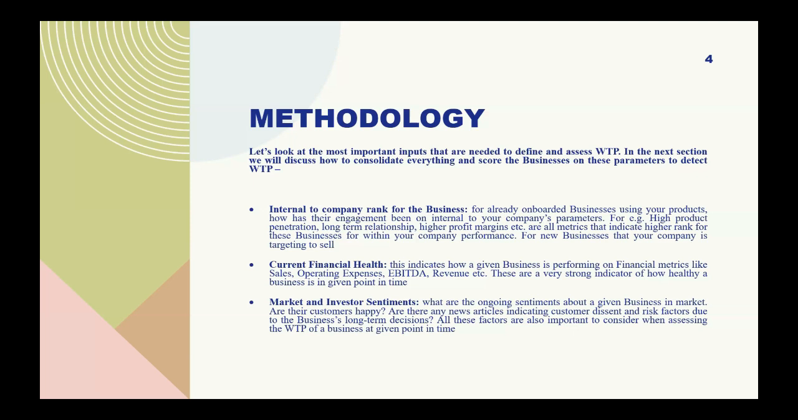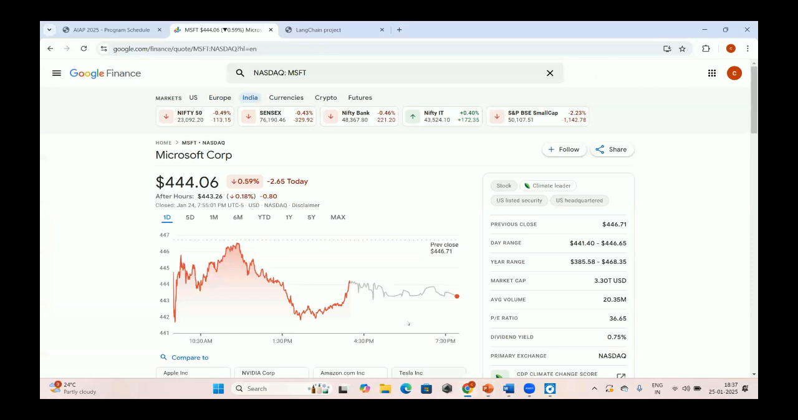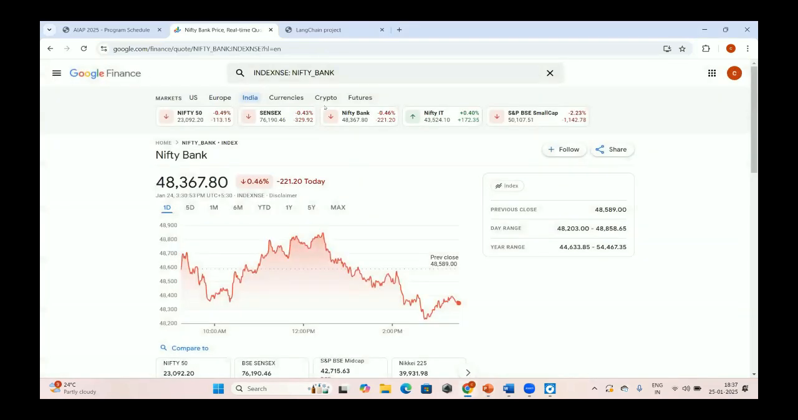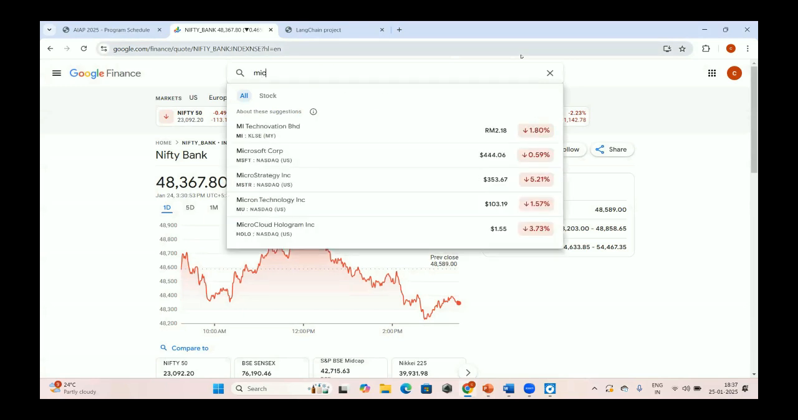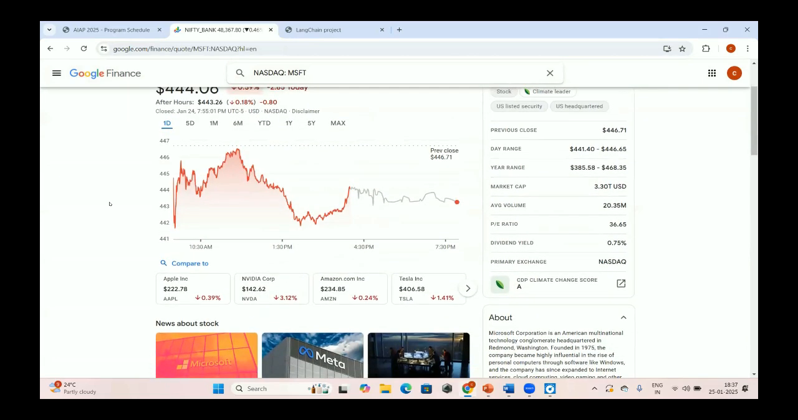The second most important pillar of this entire methodology is the current financial health. What do I mean by financial health? Let's say if you are selling to Microsoft at this point of time, you would want to understand how well they are doing financially. So what you can do is go to Google Finance, search for Microsoft, and then there is a ton of information that shows up here.